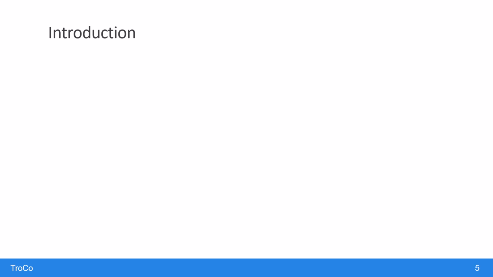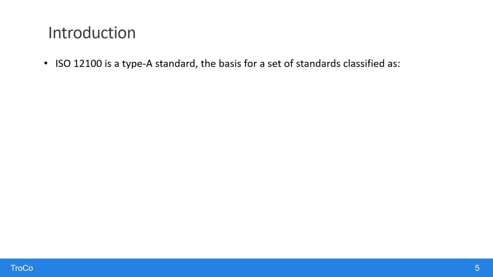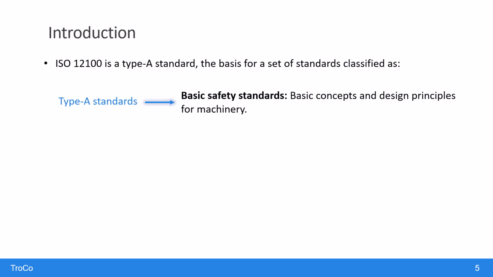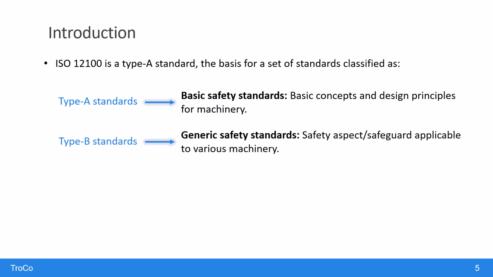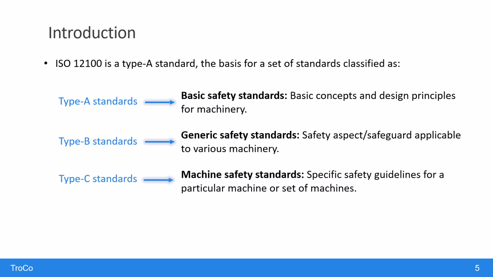All standards are categorized into 3 types, namely Type A standards, Type B standards, and Type C standards. ISO 12100 belongs to the Type A standards category, serving as the foundation for a broader set of standards. These include Type B standards, which address generic safety aspects applicable to various machinery, and Type C standards, which provide detailed safety requirements for a specific machine or group of machines.